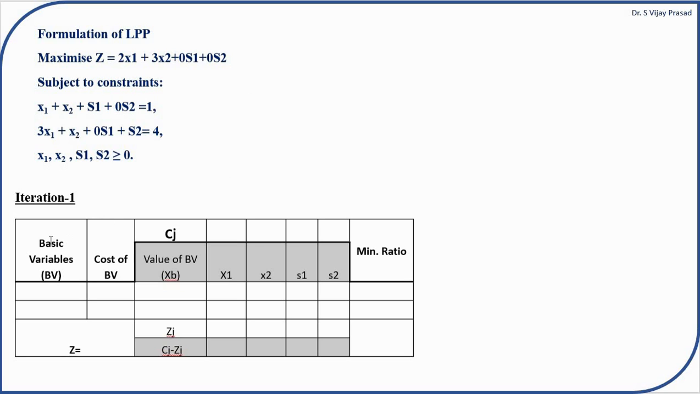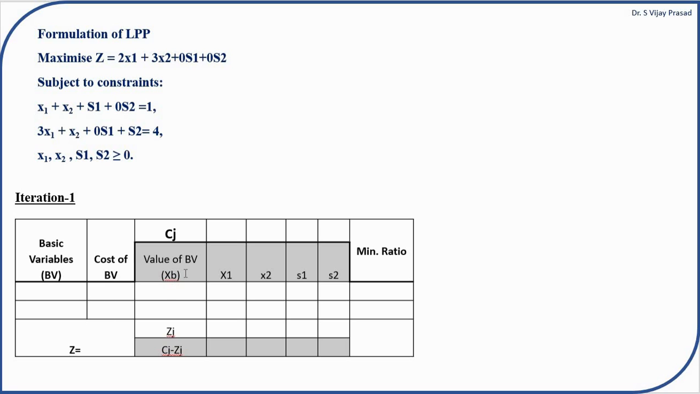Here we can observe, in the first column, basic variables you have to write down. The variables in this column are going to be the solution of the problem at the end of the iteration. Okay. Now, cost of the variable means, for whatever basic variables are there, what is the corresponding cost in the objective function? That cost we are going to write down here.